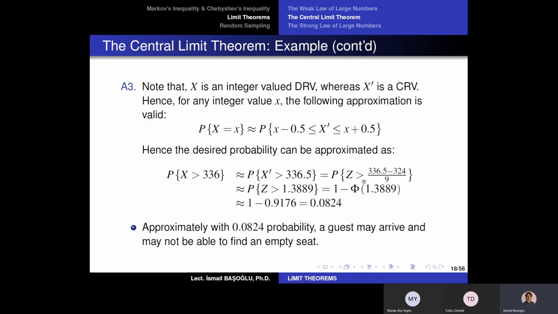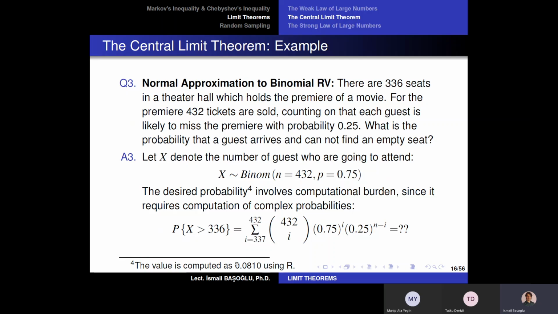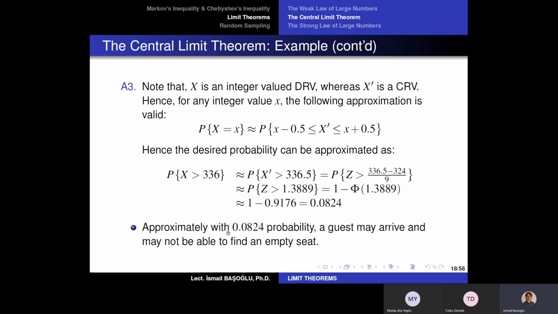Now that CDF can be checked through the cumulative distribution function of the standard normal distribution, and that value would be 0.9176, and 1 minus that value will be 0.0824. Approximately with 0.0824 probability, there may be a problem for a guest when they come, they will not be able to find an empty seat. So this is just an approximate probability, not the exact one. Why? Because we are not using the original distribution. The original distribution is binomial. We are using the normal distribution, which is an approximate distribution, but the probability that we find with the original distribution is 0.081, which is very close to the approximate value that we have answered the question.